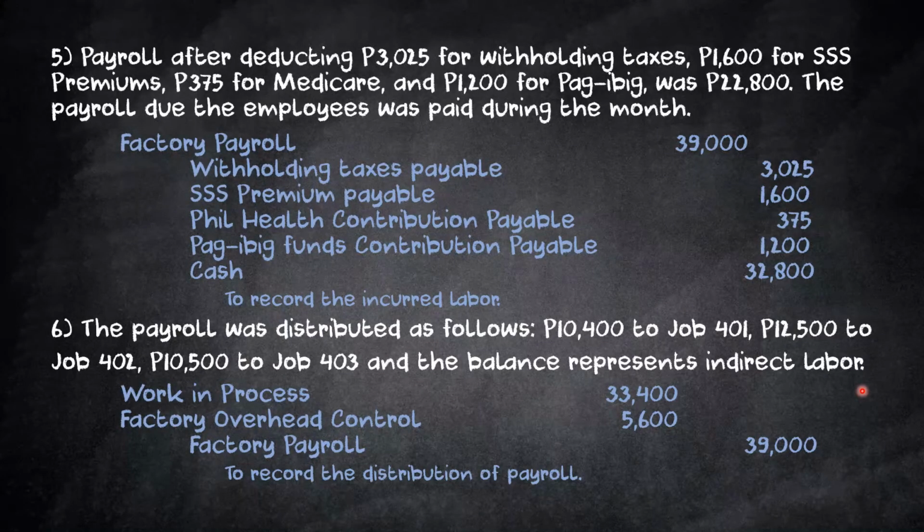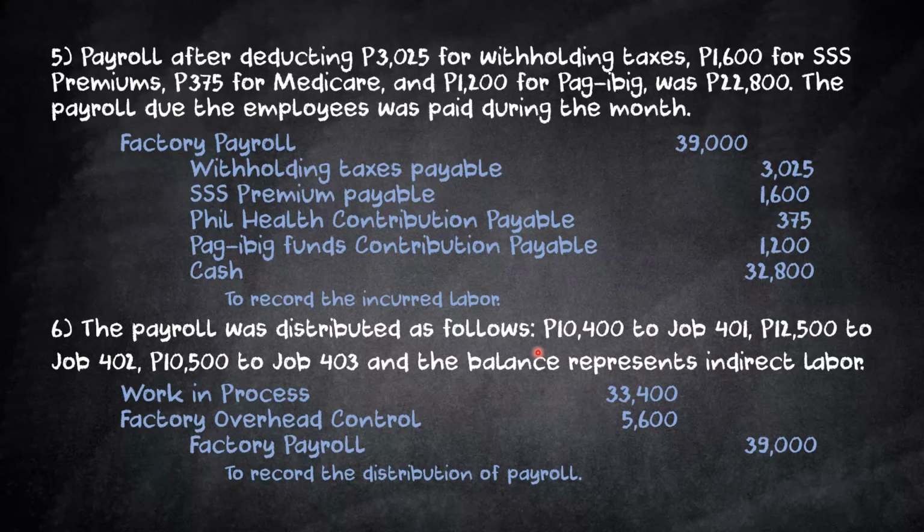So, we would debit work in process for 33,400. Saan galing yan? Saan kaya galing ang 33,400? Ayan, syempre, i-add natin lahat to: 10,400 plus 12,500 plus 10,500, we would get 33,400. So, dun siya galing. Next, we would debit factory overhead control for the balance. Anong balance? Saan galing yung balance?